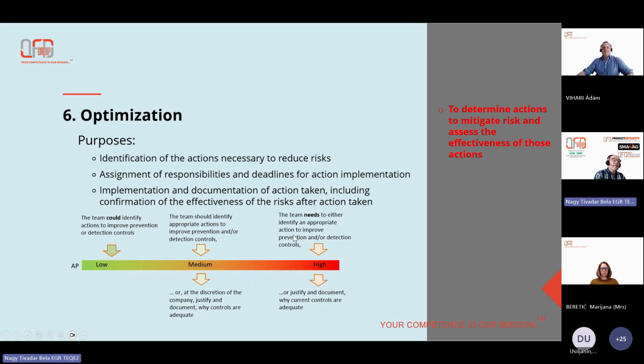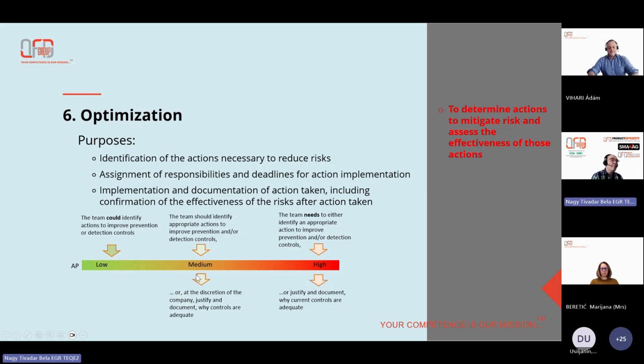In this FMEA handbook, this shows what happens when we have a high action priority. The team needs to either identify an appropriate action or justify and document why the current actions are adequate. It is a new session. There wasn't one in the previous FMEA book.